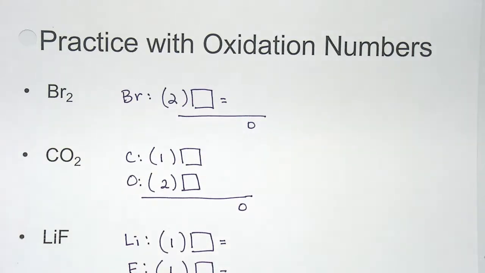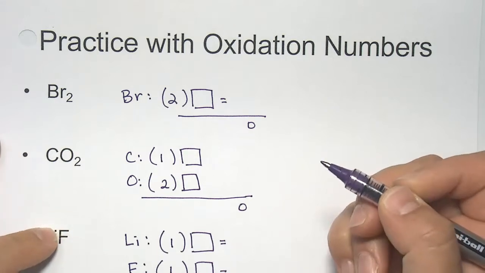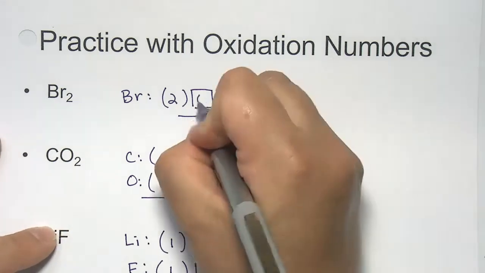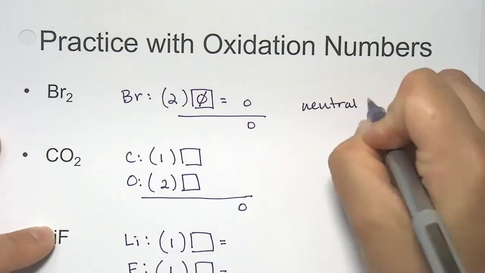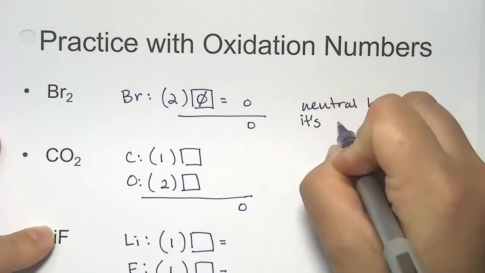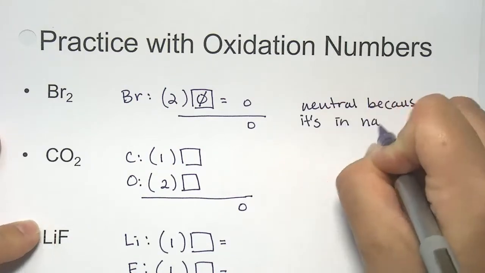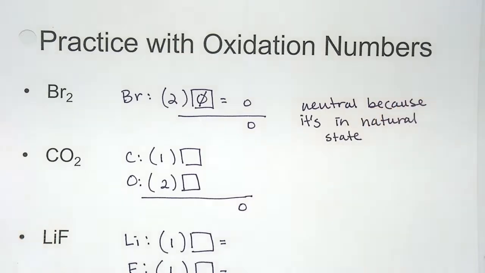Okay, team, let's look at it together. So, Paul, start us off with bromine. The charges add up to 0, so each bromine has a state of? It should be 0, exactly right. It has to be 0. It is neutral because it's in its natural state. Basically, it's alone. It doesn't have any buddies. It's in its natural state. It's going to be 0.